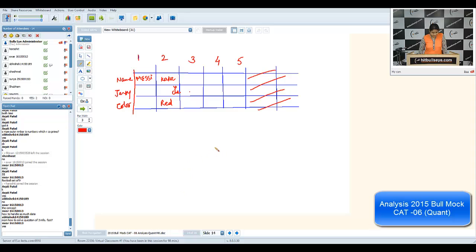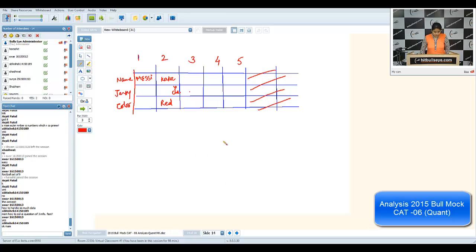Is it okay now? Okay. Should I solve this set, or you are okay with this? I think now this is solvable. You know the position of 2 players.